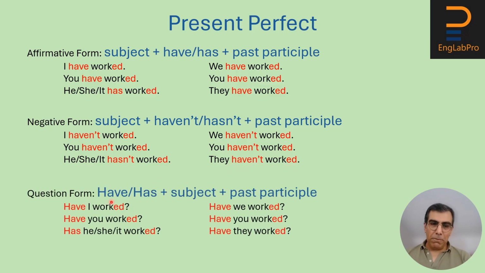And for the question form, we use have or has at the beginning of the sentence before the subject, and then we have the past participle. So, have I worked? Have you worked? Has he, she, it worked? Have we worked? Have you worked? Have they worked?